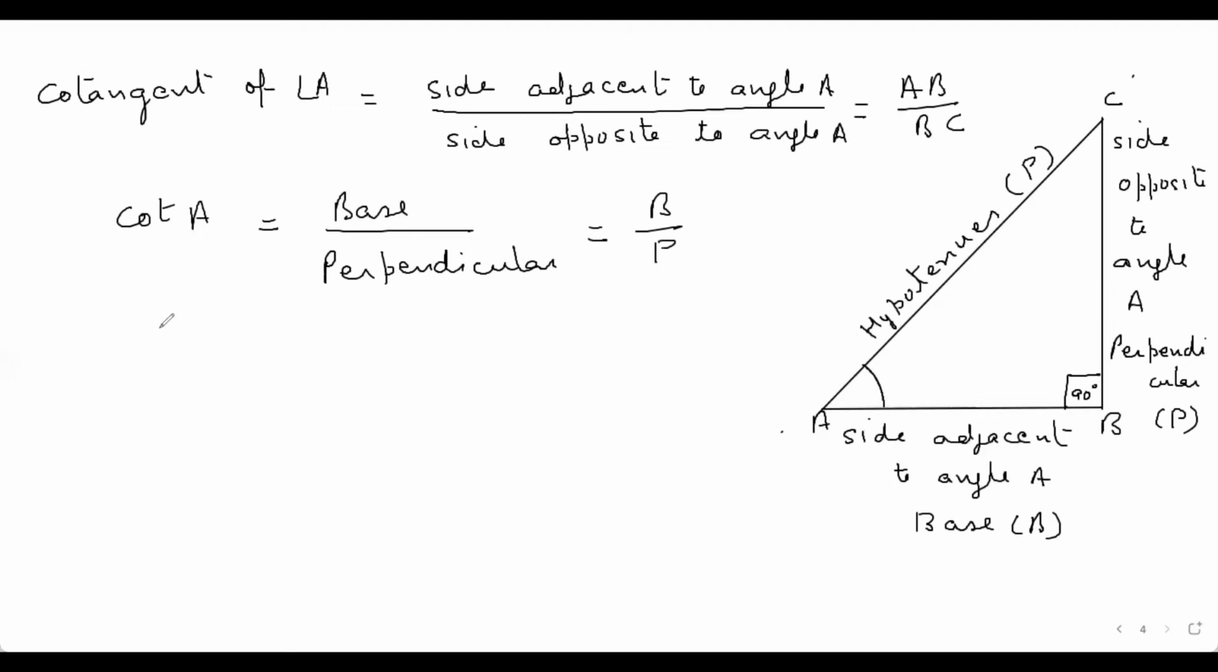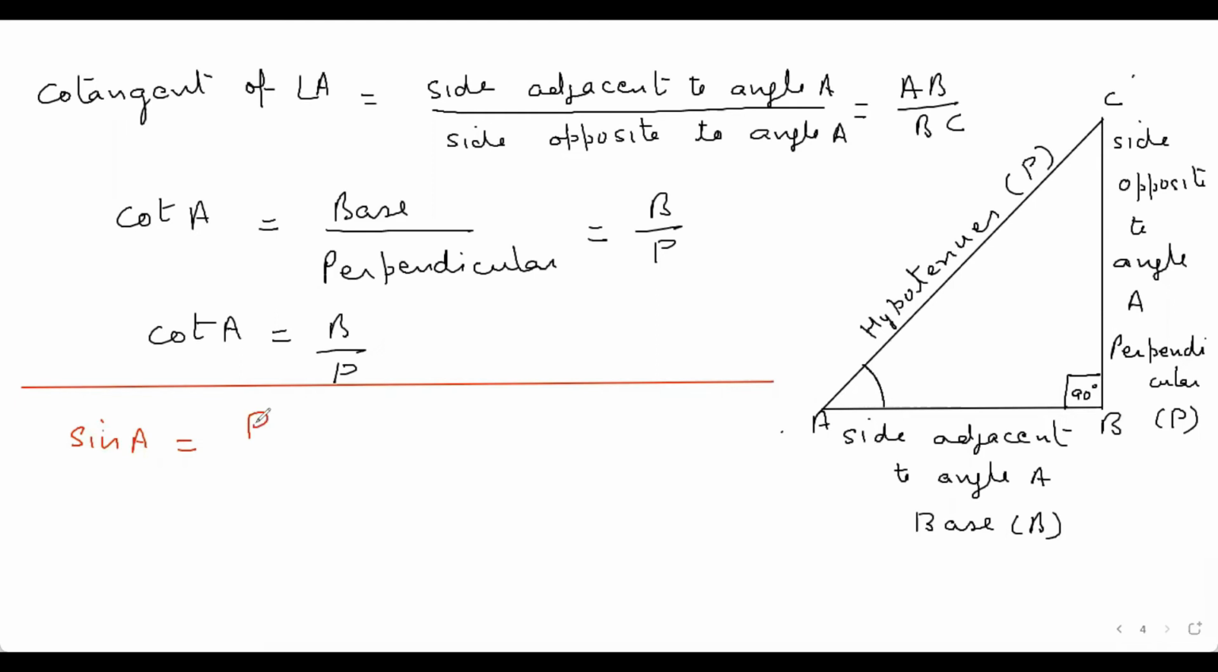So what are we going to learn? Cot A is equal to B by P, where B means base and P means perpendicular. Let me explain it again. Sin A is equal to P by H, where P means perpendicular and H means hypotenuse. Cos A is equal to B by H. Tan A is equal to P by B, where P means perpendicular and B means base.